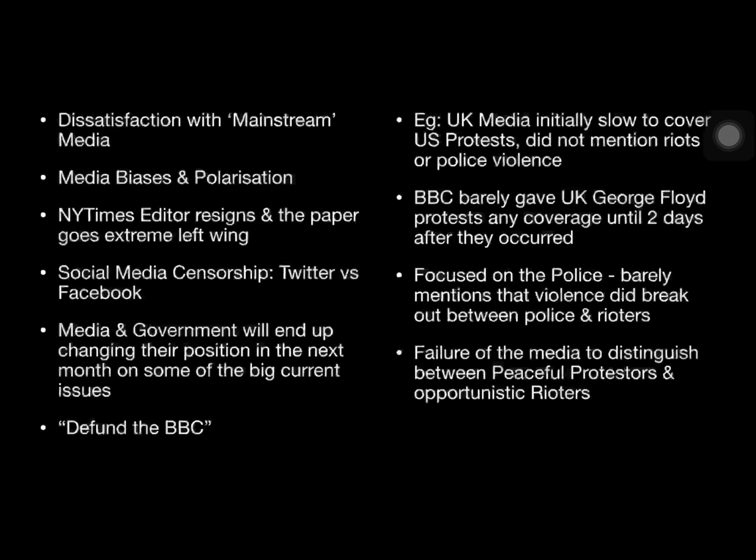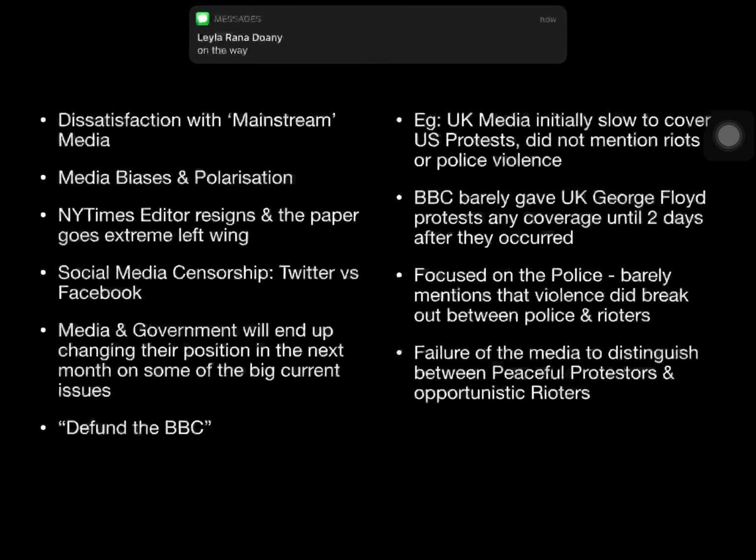Anyway, the media generally has failed to distinguish between peaceful protesters who support the cause and wish to end police brutality, and opportunistic rioters who seem to be quite happy to upend society for the sake of it. What the people really want is clear information that is not biased, not polarized, not clouded by other intentions. And until the media can actually do this, people are going to continue to dislike their work.